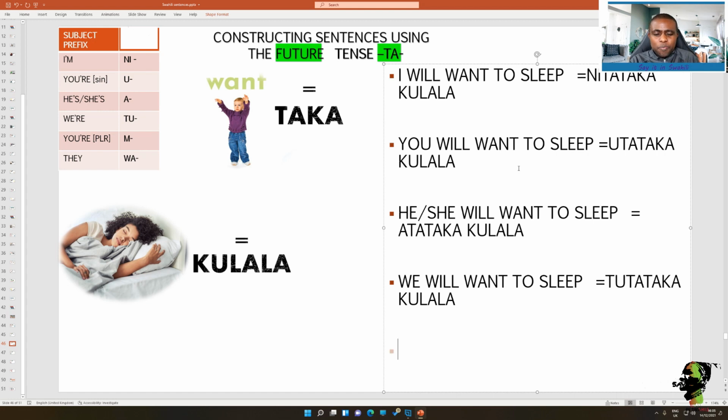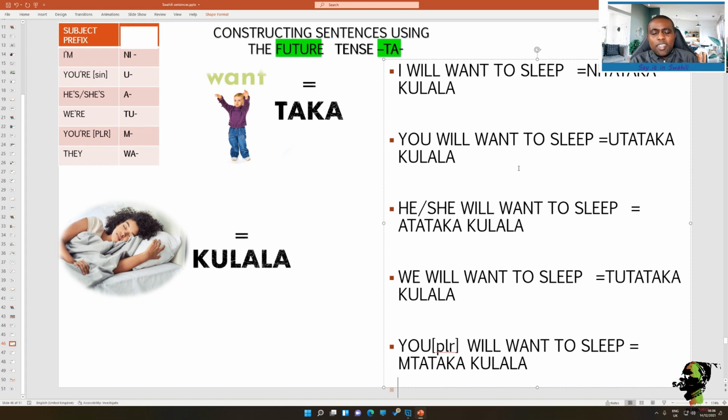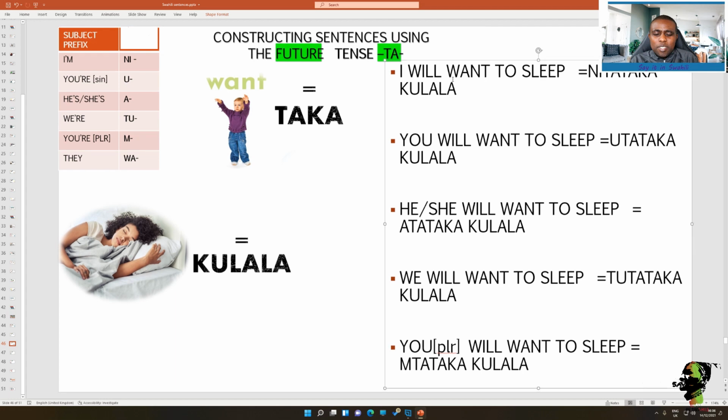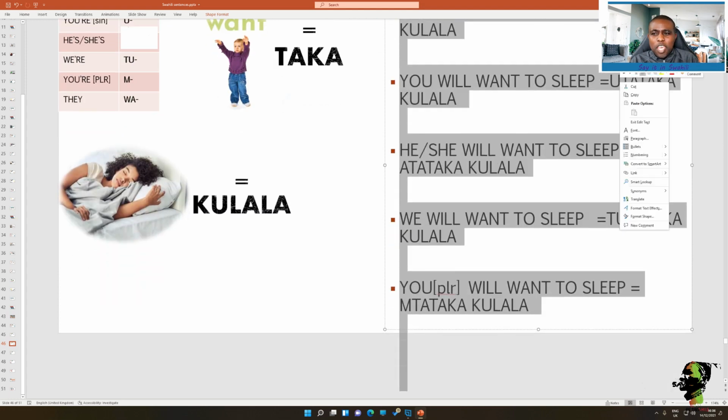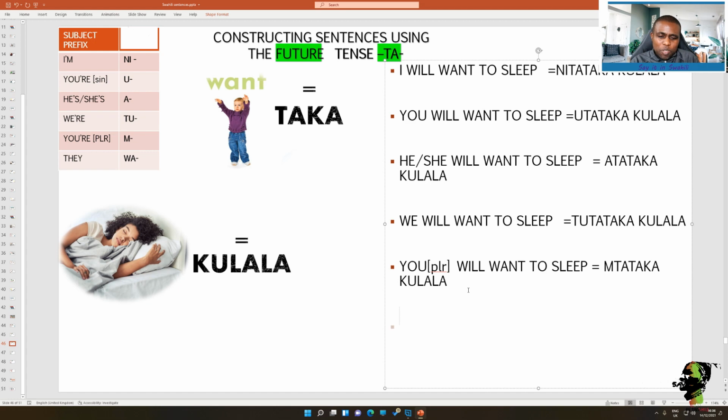Asante. What about you plural? I always like you to construct the you plurals because it's one of those odd sentences. You plural will want, future, will want to sleep. How would you say that? Mtataka kulala. Asante sana. And the last sentence that we've got there is they will want to sleep. How will you construct that sentence for me? Can't wait to hear from you. I know by the time I'm finishing to type here, you'll have it. Watataka kulala. Watataka kulala. Kiswahili kizuri sana.